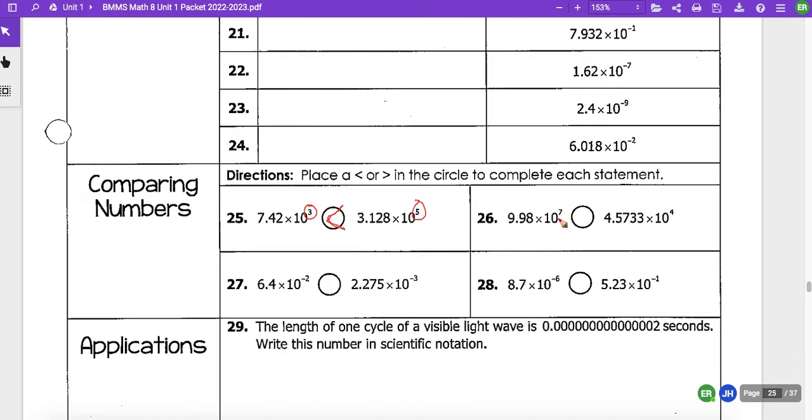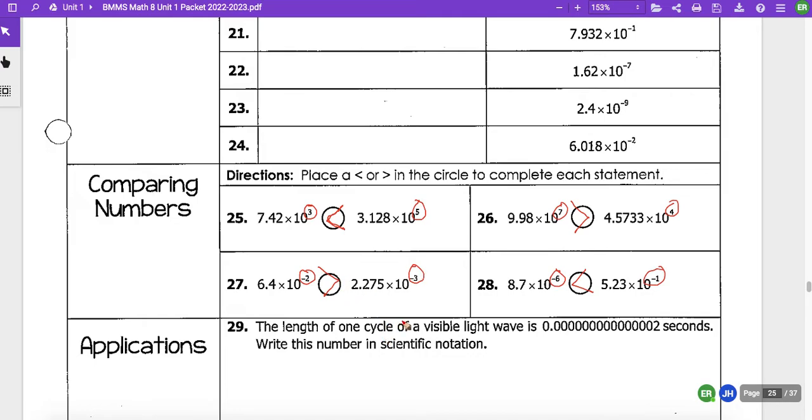Okay, now, once again, scientific notation. So I look at the exponent, and 7 is greater than 4, so I put a greater than symbol. 27, I have -2 and -3. Now -2 is greater than -3. Think how negatives work. And I put a greater than symbol. So notice the greater than symbol is pointing this way. And then the final example in this section, we have -6 compared to -1. And I know that -6 is less than -1. So this is a less than symbol.